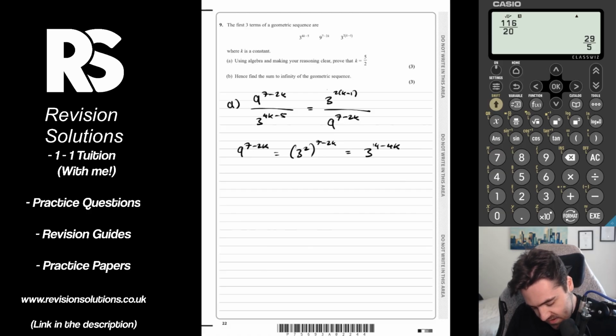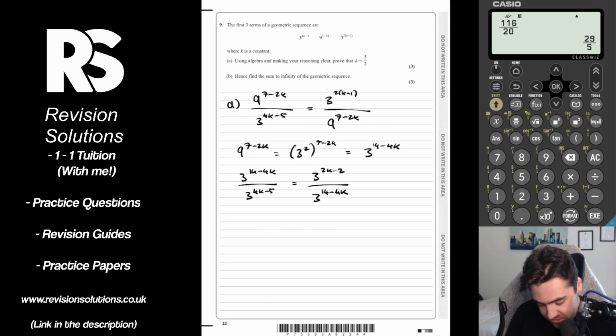So plugging that in now, we'd have 3 to the 14 minus 4k over 3 to the 4k minus 5 equals, I'm just going to expand that bracket out on the last bit, that's 3 to the 2k minus 2 over 3 to the 14 minus 4k. Then we can just apply what we know for indices here. Division means subtraction, and we've got to be careful because we're subtracting and there are double minuses going on.